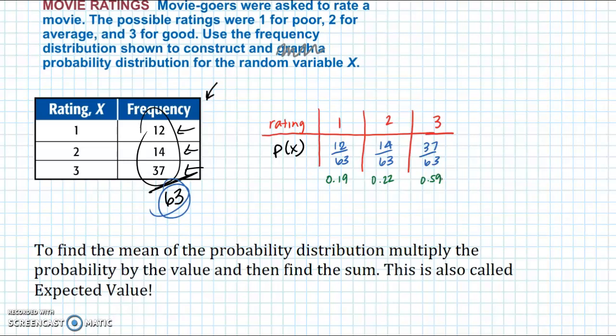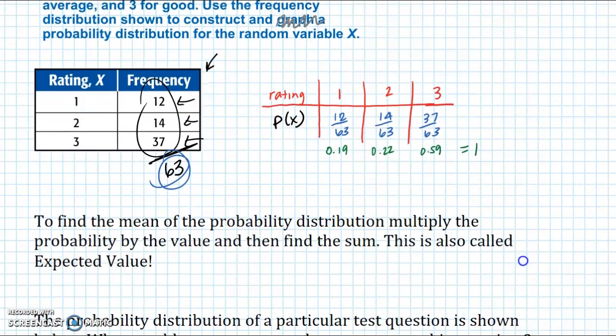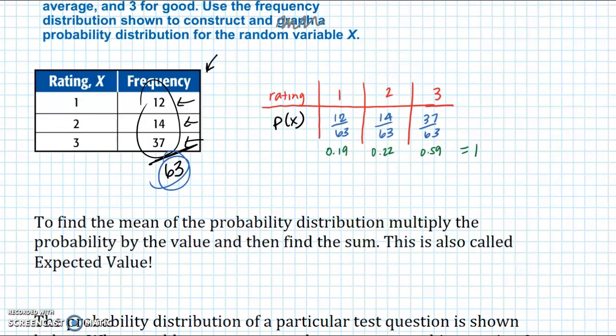Because I know 12 plus 14 plus 37, that's 63. So it would be 63 over 63, which would be 1. But 0.19 plus 0.22 plus 0.59, that actually does end up giving me 1. So I guess I'm pretty good at rounding. So we find the probability distribution, so that way we can find our next thing, which is the expected value.